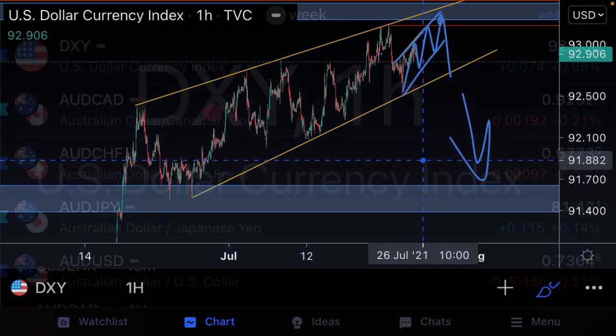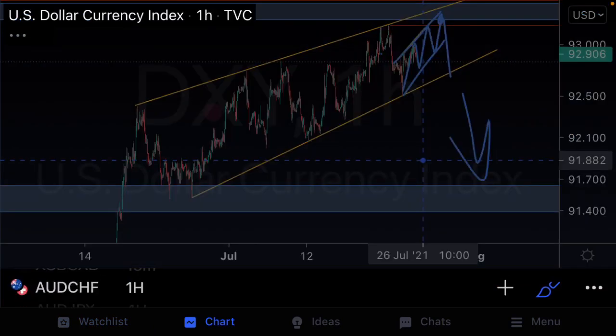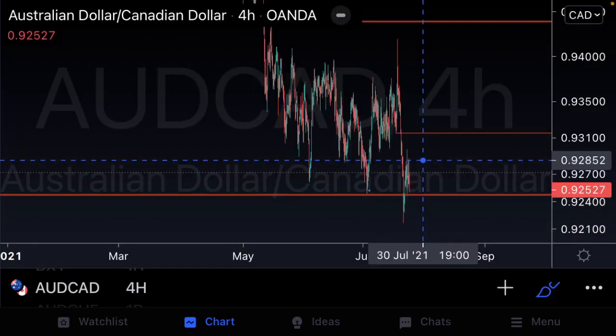So let's go through to the next pair, guys, and that's Aussie CAD. We'll start off with Aussie CAD on the 4-hour chart. What we're going to do on the 4-hour, just like we were doing on our dollar index, is we're going to use this 4-hour, identify these important key structural areas, and then obviously look to trade off these key higher time frame structural areas. Awesome, guys.